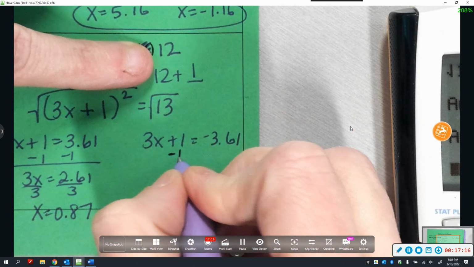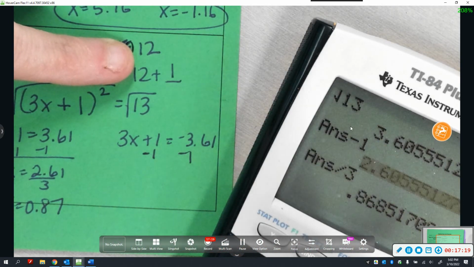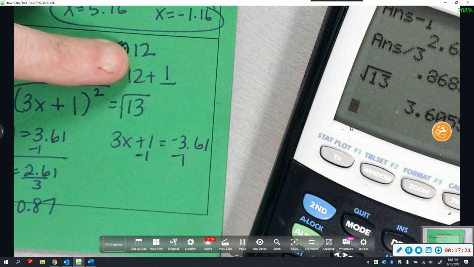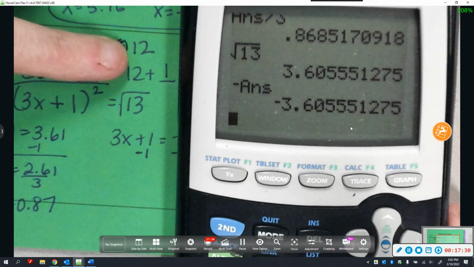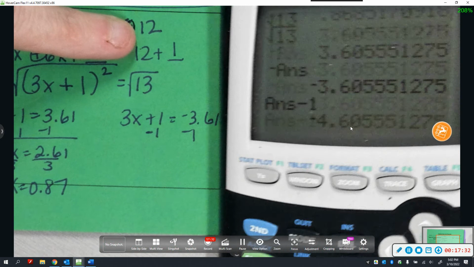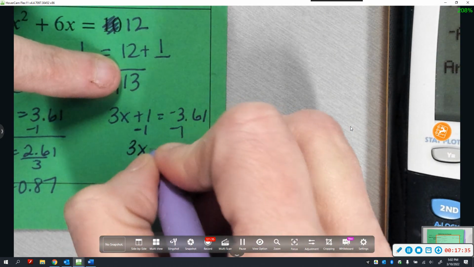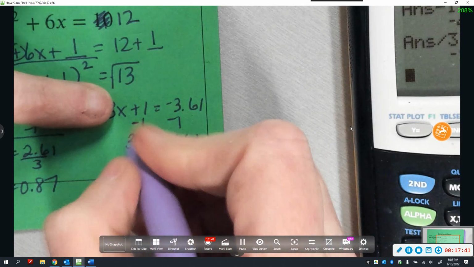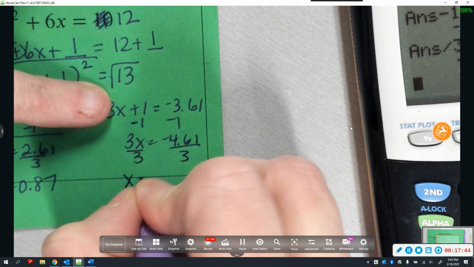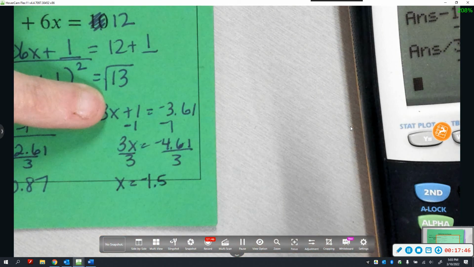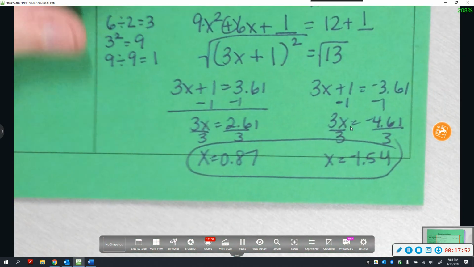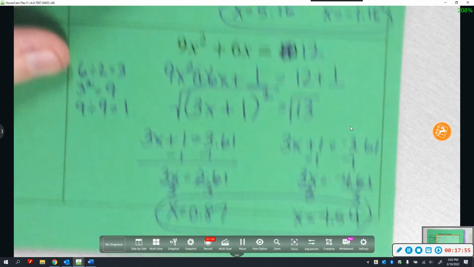We'll do the same thing here. I'm going to subtract 1 from both sides, and I get, okay, so 3x equals negative 4.61. I'm going to divide both sides by 3, and I get x equals negative 1.54. Again, it's not pretty, but you know what it is? It's done. Okay? So, this is completing the square.